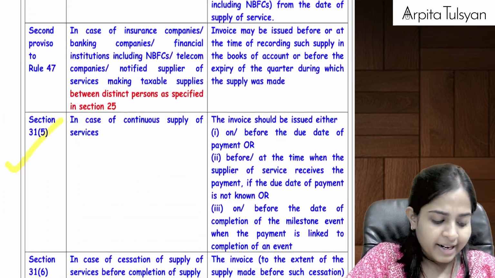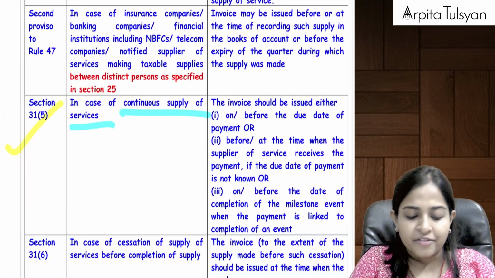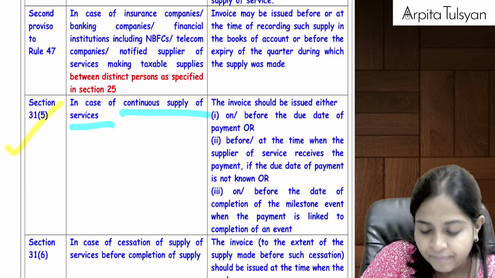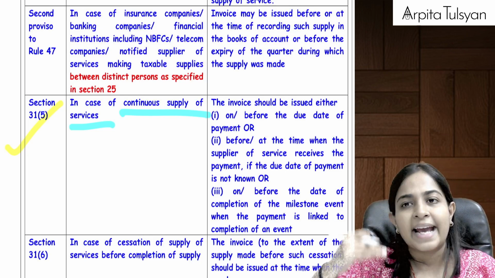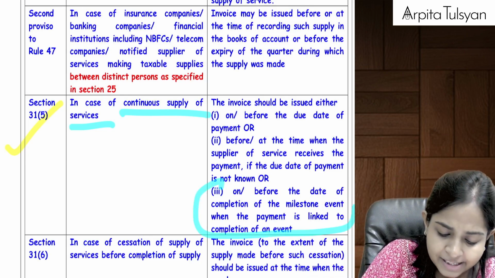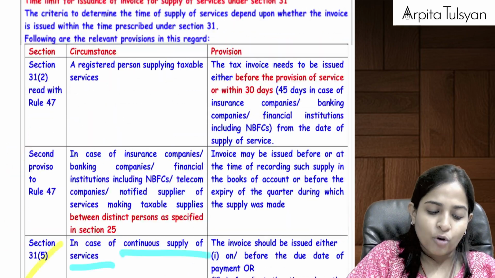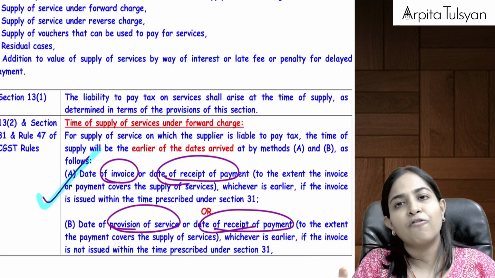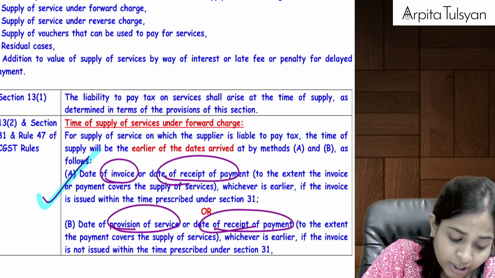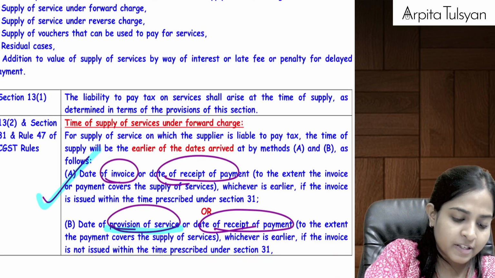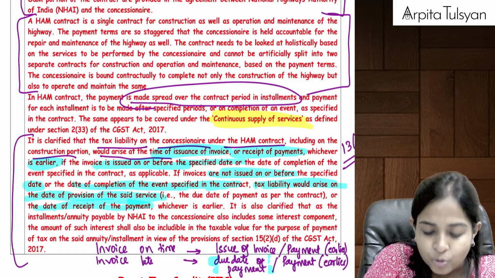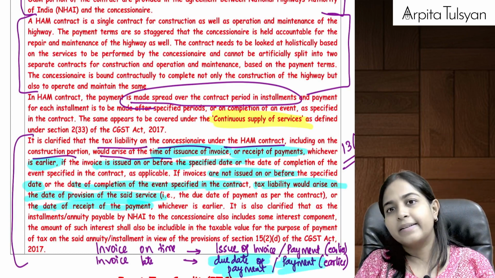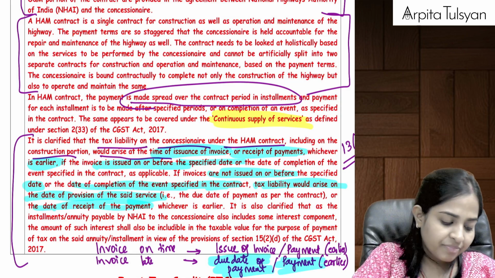Now here, if you are taking it as continuous supply of services, when should the invoice be issued? Can we say whatever is the date decided? Let's say they would have decided that every 6 months we will raise the invoice, so whenever that milestone event is completed, at that time the invoice should be issued. So if the invoice is issued on time, then the date of invoice or receipt of payment, whichever is earlier. If the invoice is not issued on time, then the date of provision of service, that is whatever is the final due date that you had already decided in the contract, or receipt of payment, whichever is earlier. Are you understanding this? Yes?